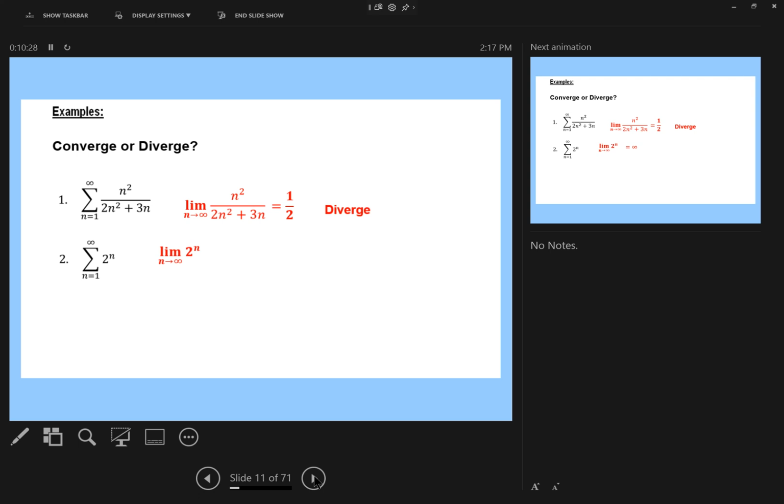What's the limit as n approaches infinity of that one? Isn't it just 2 to the infinity, which is infinity? That's not 0, so therefore it's a diverge. So it doesn't matter if it's a constant or if it's infinity. If it's not 0, it's a diverge. Okay? What about the third one?